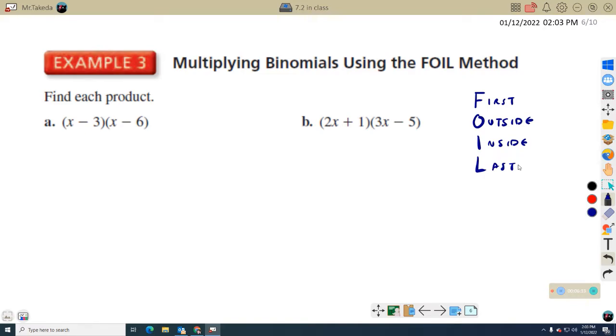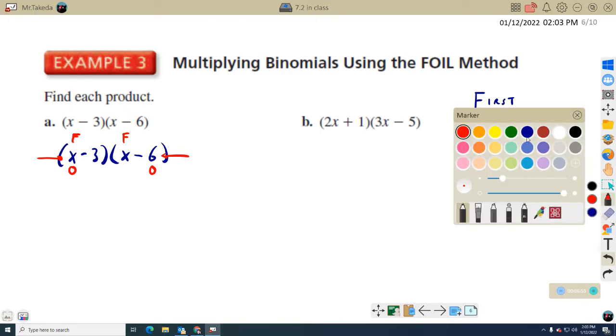And what do we mean by first, outside, inside, last? Well, in this example here, let me write it a little bit bigger. X minus 3 times x minus 6, we have 4 terms. What do we mean by first? Well, each of those x's are first in their given binomial, right? So those are the first terms. Outside would be these two. This one is also outside, first outside. This one's outside because it's on the outside of the two binomials of the expression written together.